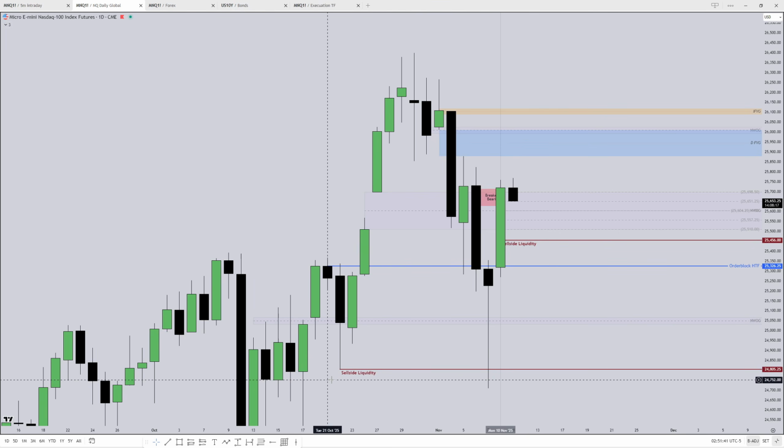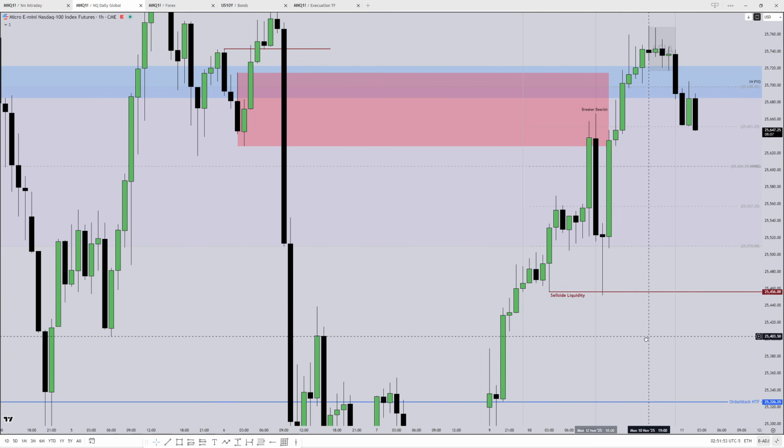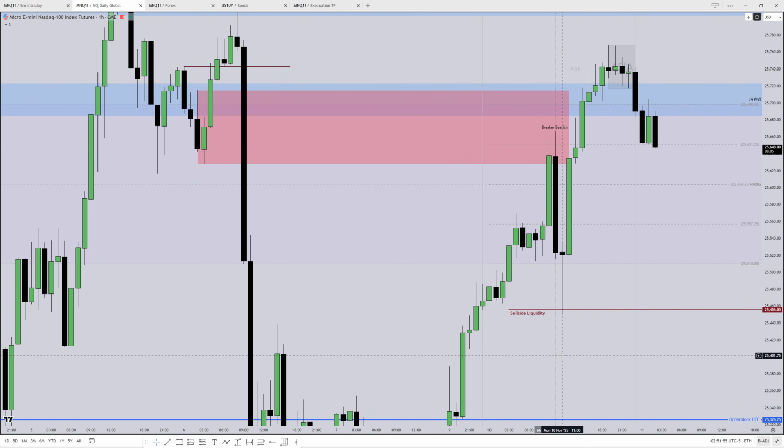We took a sell side liquidity. So Monday starts pulling to the buy side liquidity, to this internal range liquidity also, but without doing any stop runs. So what was my trade idea?